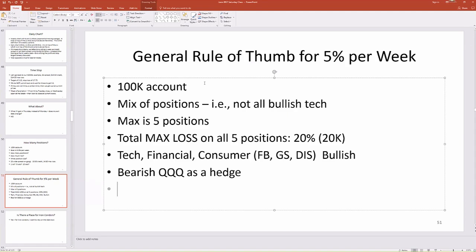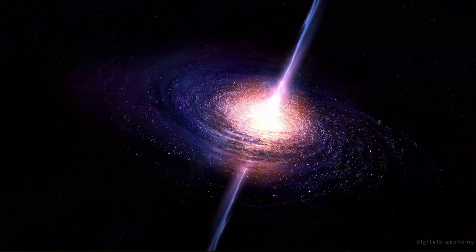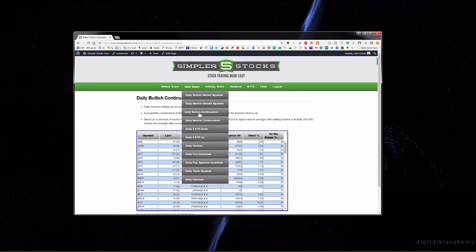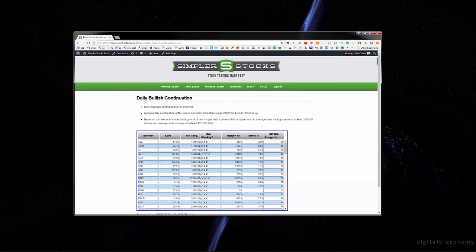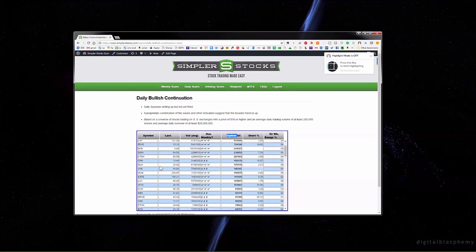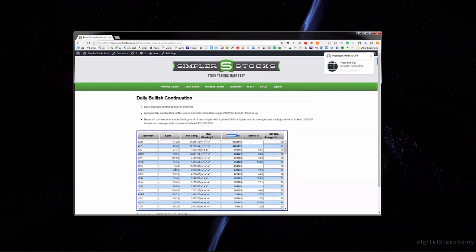So let's look for a couple of trades here. I don't know if everybody knows this, we do a good job of hiding this, but we have a scanner. This is our web-based scanner, and if you go to daily scans, like daily bullish continuation, this will meet all the criteria that we were talking about. Then you just sort by open interest, and you'll see EEM, FE, FireEye, different things like that. Those are things that you would essentially sell put credit spreads on.